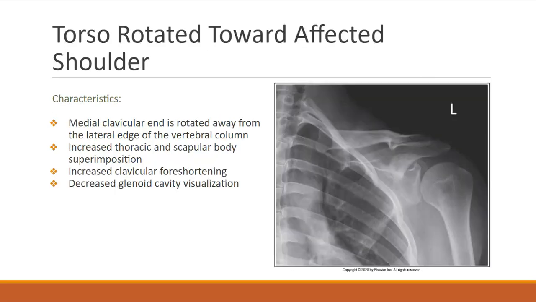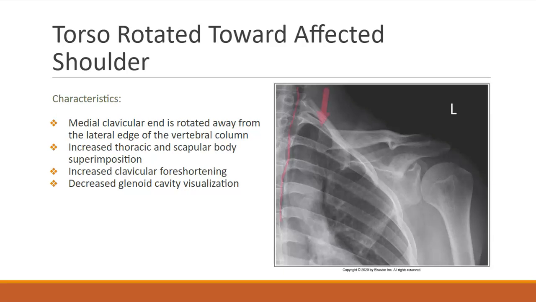So now let's move on to how torso rotation affects radiographic projections of the AP shoulder. When the torso is rotated towards the affected shoulder, there are several key changes that occur in the radiographic image.